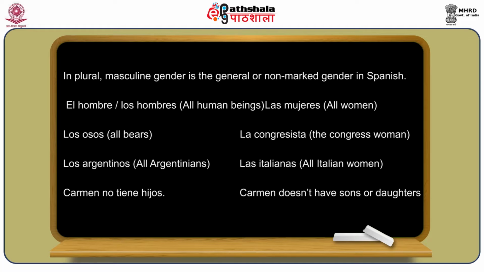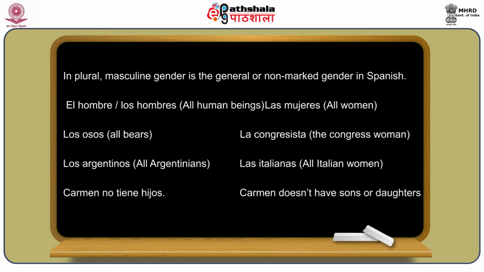For example, if I say el hombre, it means one man. But if I say los hombres, it means all human beings. Now this includes both male and female. But if I say las mujeres, it will only mean the females, that is all women. In the same way, if I say el oso, it is bear, so if I say los osos, it will include all the bears. In the same way, if I say la congresista, it will mean the congresswoman.